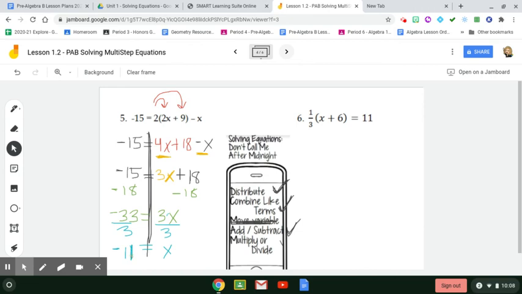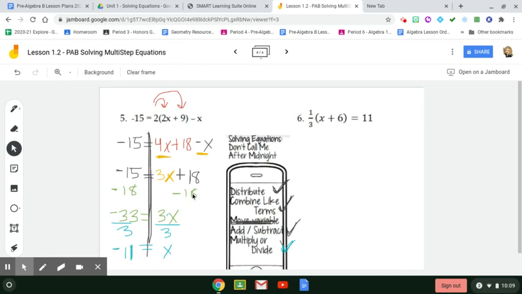Okay, and real quick, just to make sure you followed that process, if I'm following my checklist for "don't call me after midnight," first thing I did is I saw there were parentheses, so I distributed. The next thing I did is I combined the like terms. That was that yellow step because I had a 4x and a negative 1x, so I combined them together to get the 3x. I rewrote everything else in the problem that I didn't touch.